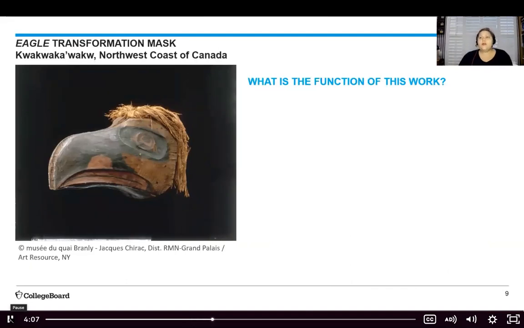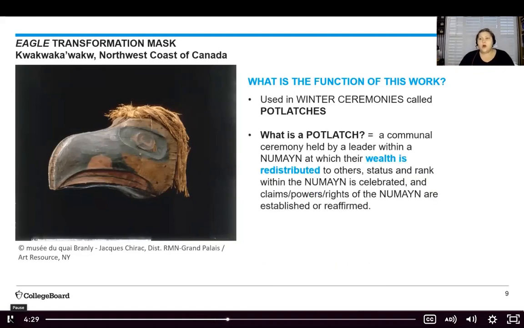So now that we know all this, what was the function of this work? Well, in the Kwak Waka Wak population, they have these winter ceremonies called potlatches. And I want you to think of the word potlatch like you think of the word potluck. Potluck is a party, you bring something and you share it with other people. That's kind of what potlatches were.